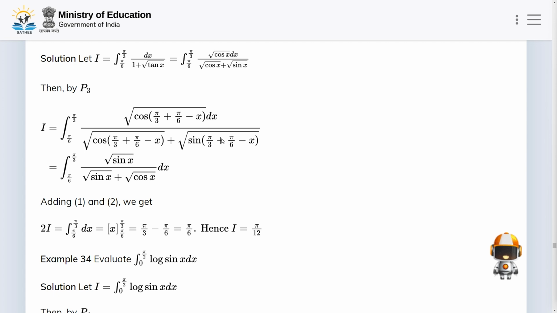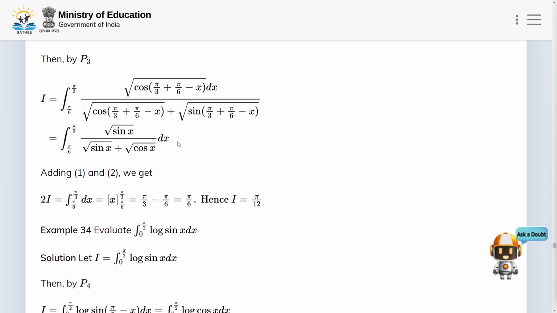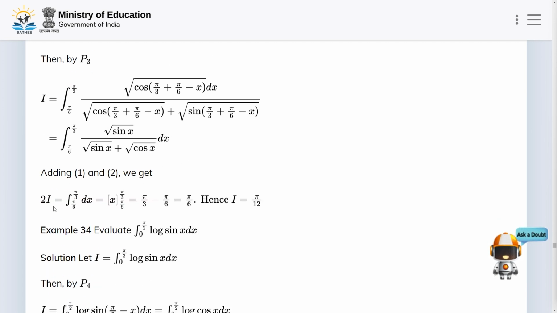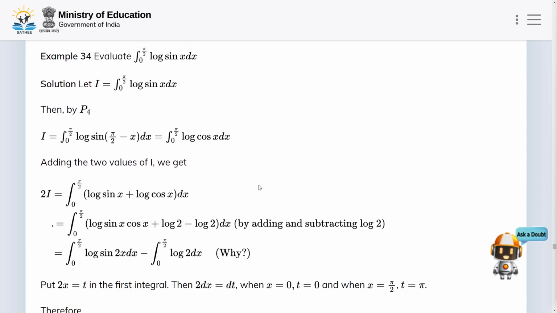The same will happen here: this will be sin x, and this will be cos x. Now if you add them, you will get twice of capital I equal to the definite integral from pi by 6 to pi by 3 of dx, which is just x. Now using the second theorem, you will get pi by 3 minus pi by 6, which is pi by 6. Now divide by 2, and the value of the definite integral will be pi by 12. Clear? Okay, now next example.